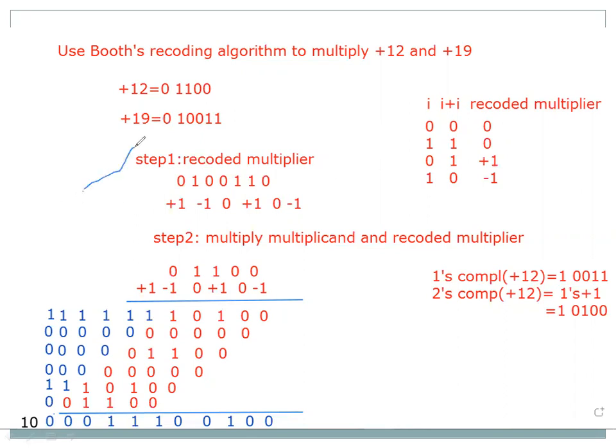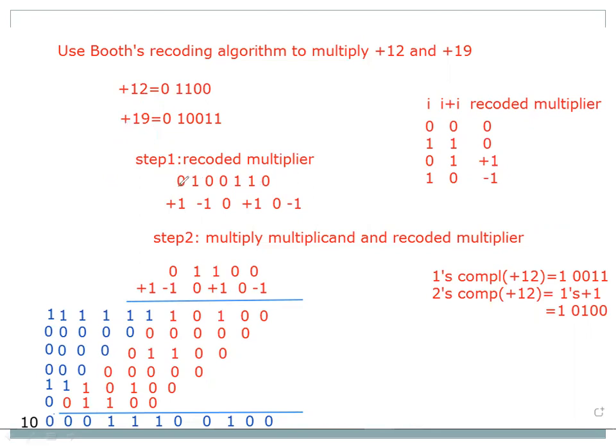So what about the first step? You have to find the recoded multiplier. First of all, you have to write the multiplier value. The multiplier value here is plus 19. So you write 0 1 0 0 1 1. This is your multiplier value. In order to generate the recoded multiplier, you have to insert a 0 at the right end. After inserting the 0, you get the value 0 1 0 0 1 1 0.